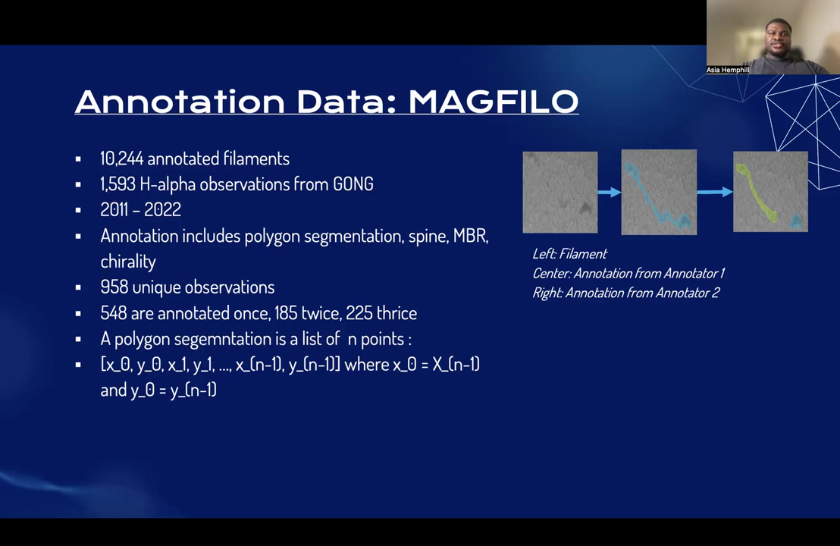This is the reason why we have chosen MagPhilo as an annotation dataset, because of its robustness in annotation. As can be seen in the image on the right, a filament is shown on the left, and 2 annotations from 2 annotators are shown, in the center and on the right. A polygon segmentation in this dataset is a list of endpoints that enclose the filament.